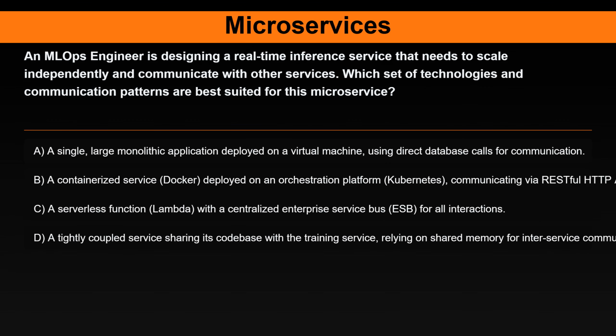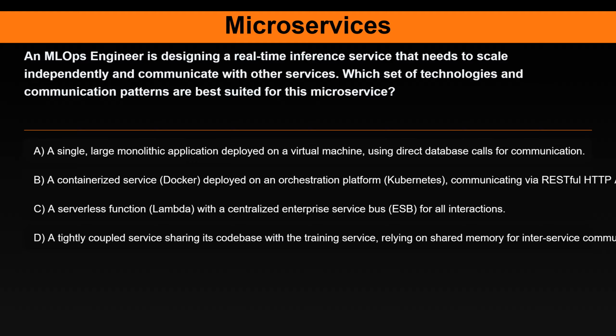Question 3. An MLOps engineer is designing a real-time inference service that needs to scale independently and communicate with other services. Which set of technologies and communication patterns are best suited for this microservice? Option A. A single, large, monolithic application deployed on a virtual machine, using direct database calls for communication. Option B. A containerized service, Docker, deployed on an orchestration platform, Kubernetes, communicating via RESTful HTTP APIs or gRPC.